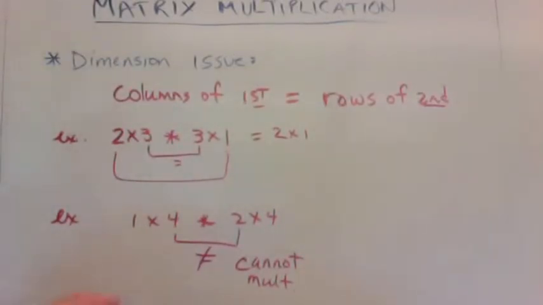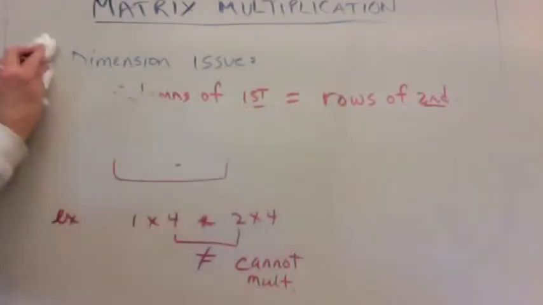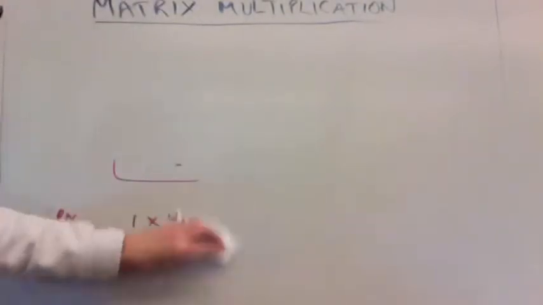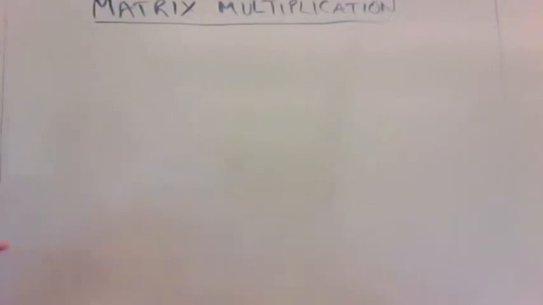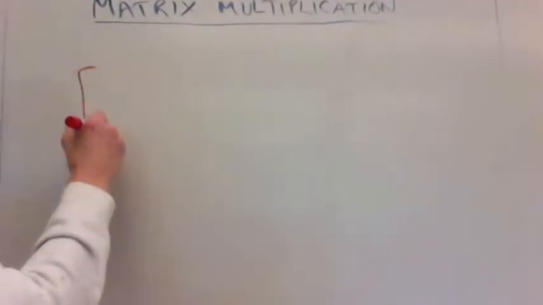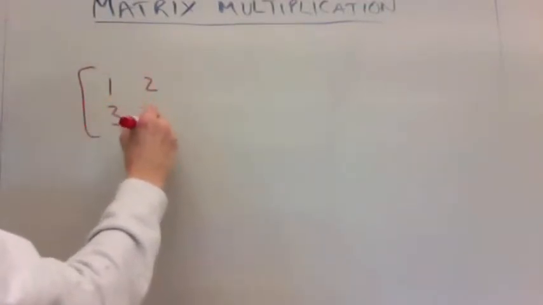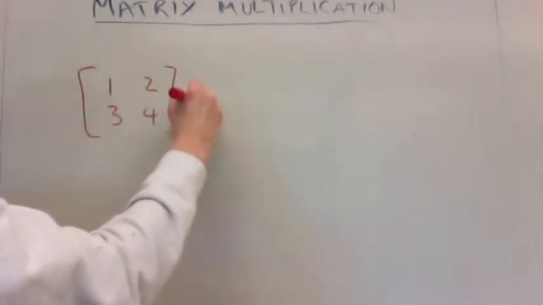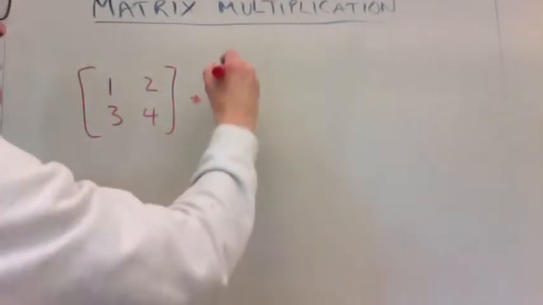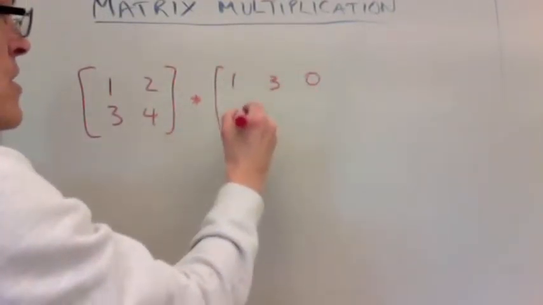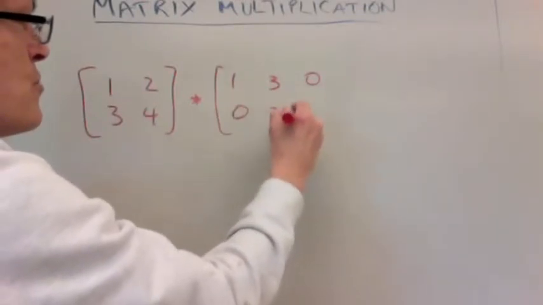Okay, so how does this multiplication work? Well, this is where it gets interesting. Let's work through one, and try to pick a fairly easy example. Let's do a 2 by 2. So 1, 2, 3, 4. Remember, that's my favorite one. And we're going to multiply by a 2 by 3, which is 1, 3, 0, 0, 2, 2.